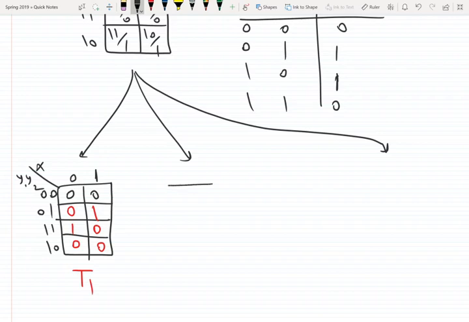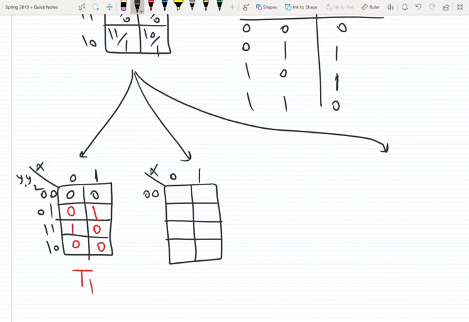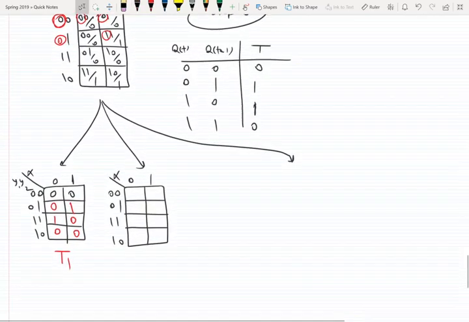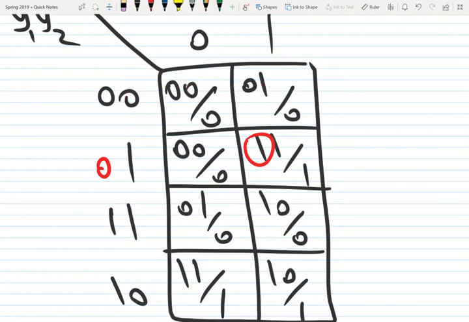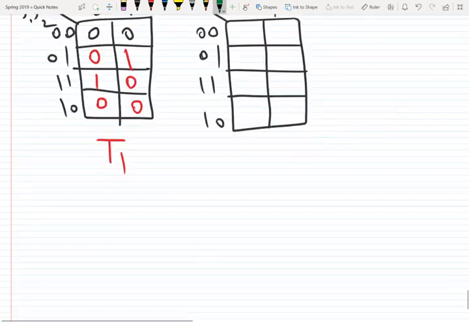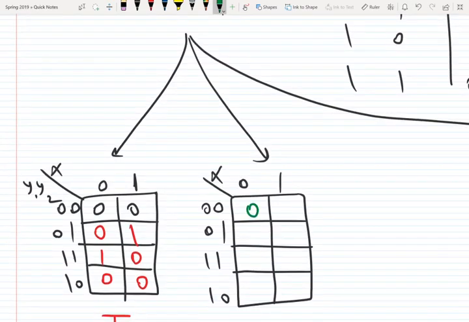The same thing for T2. 0, 1, 0, 0, 0, 1, 1, 1, 1, 0. So for T2, this time let me just erase this. We should look at Y2 inside the table. So 0 to 0 means no change. No change means T is 0.